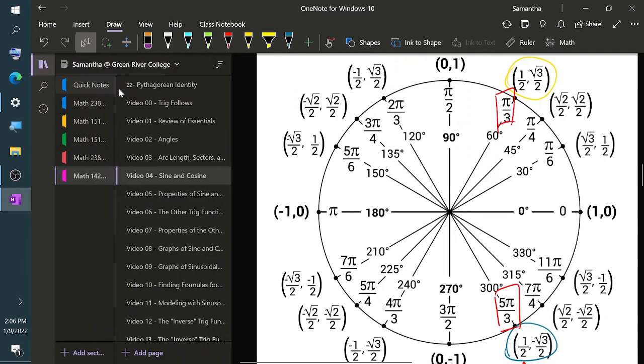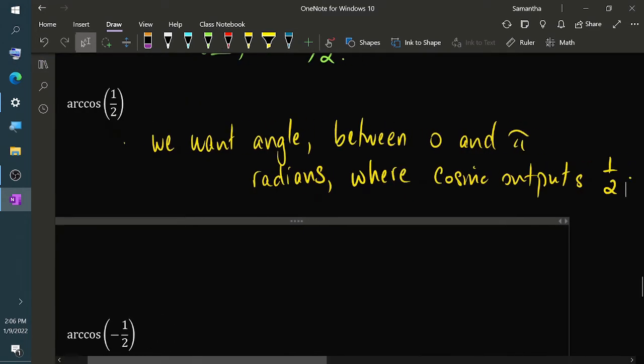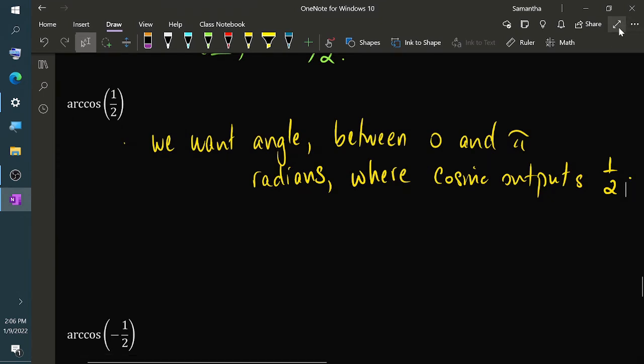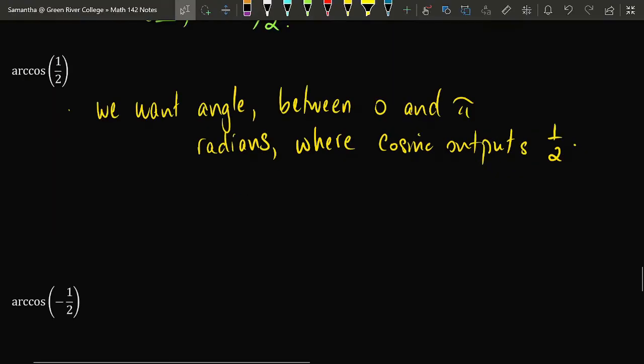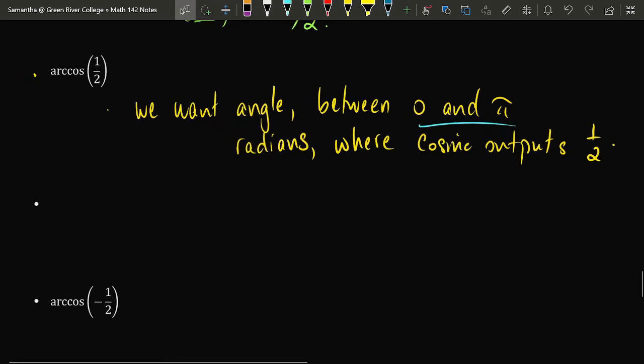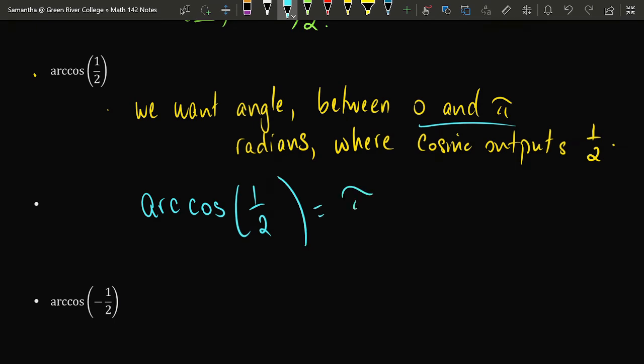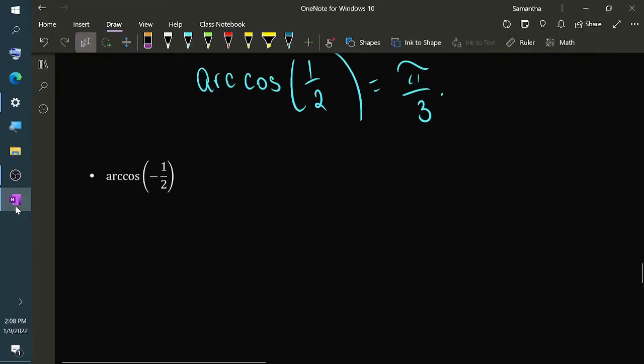Remember, always try and remember that arc cosine is always looking for an angle between 0 and pi radians, which means an answer like 5 pi over 3 is not permitted. Yes, cosine does output 1/2 at that location, but the angle is of the wrong size. We want an angle between 0 and pi radians, so the angle that achieves that condition is pi divided by 3.